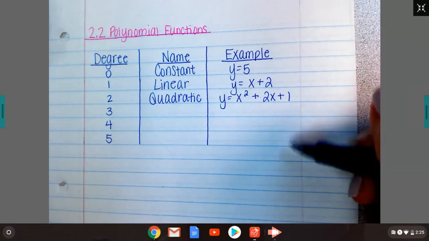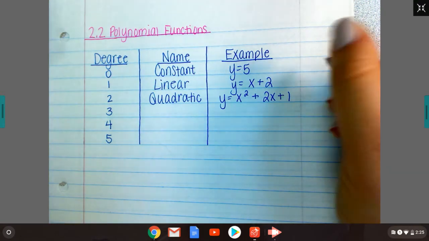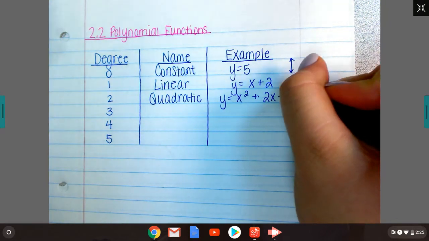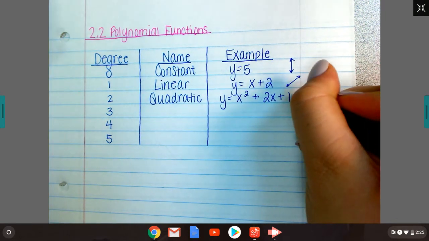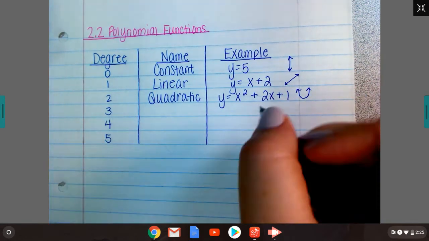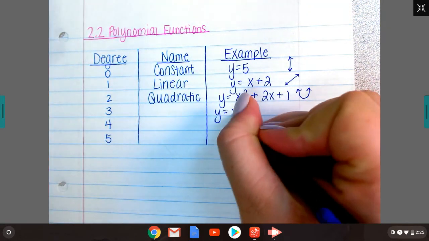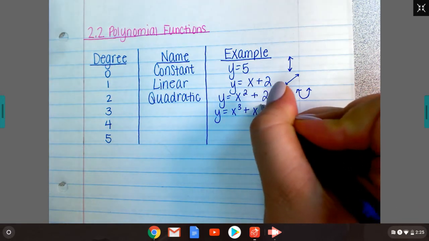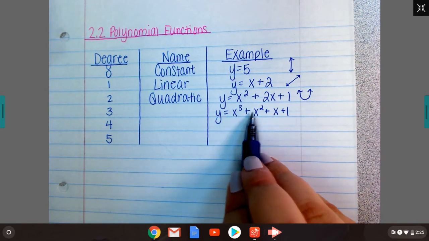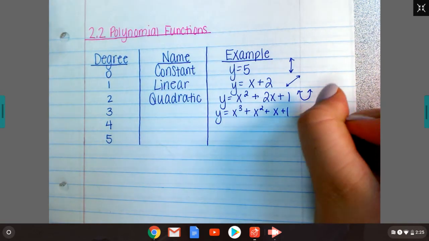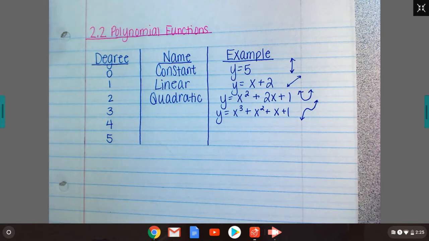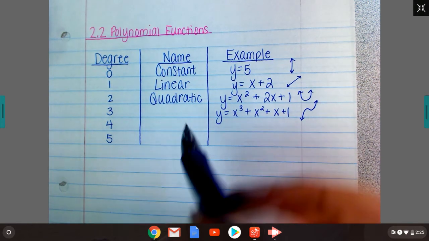Moving forward, these ones get a little weird looking. Actually, let me move backwards for a minute. This would be a vertical line. This would be any line. This would be a quadratic, to get a little picture in mind. The next one is to the third. So an example is like y equals x cubed plus x squared plus x plus 1 with any coefficients in front of those guys. But these ones look like this. All right, and they are cubics.